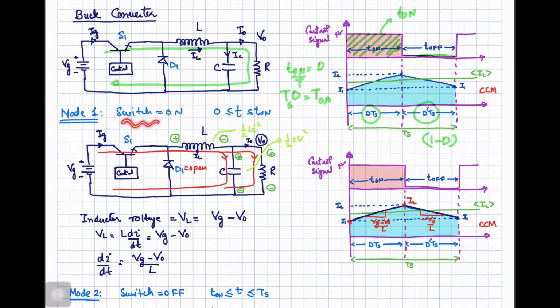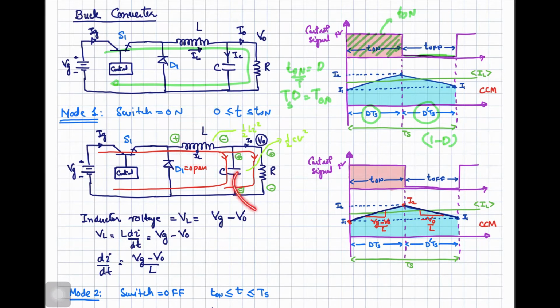First of all, when the switch is in the on state, the time is basically between these two boundaries, starting from 0 up to this point, that is equal to T on, and this T on is equal to D into Ts. At that instant of time, this is the path of the current. Either the current is passing through the capacitor, or it is going to pass through this resistive load, and the energy is being stored in this inductor, and that is equal to half Li square.